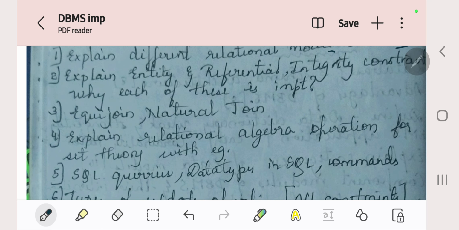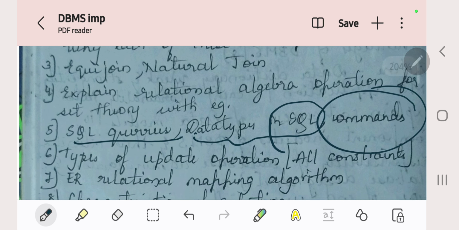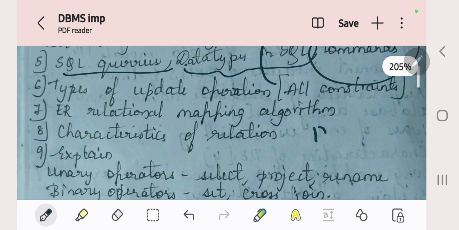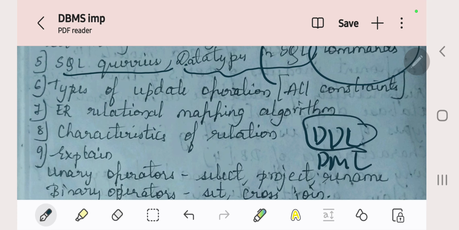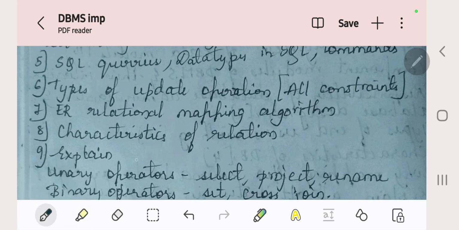Next one is SQL queries. For this I'll be providing another separate PDF for you to practice, which includes all of the PYQ questions. Then the data types in SQL and the commands. We have different statements, right? Like DDL, DML. For each one of them you should know which commands are applicable, and you should be able to explain it.